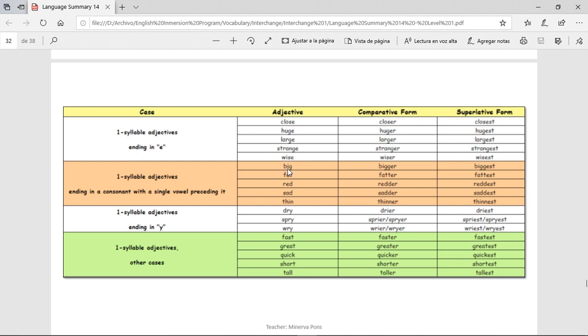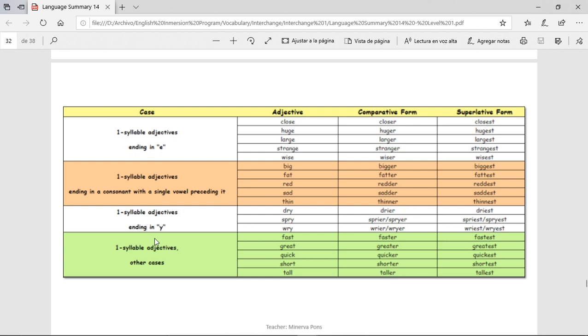Big, vowel, consonant. So we put another consonant, bigger, and then ER and another consonant or EST. Big, bigger, biggest. Fat, fatter, fattest. Red, redder, reddest. Sad, sadder, saddest. Thin, thinner, thinnest. Okay? Very good.